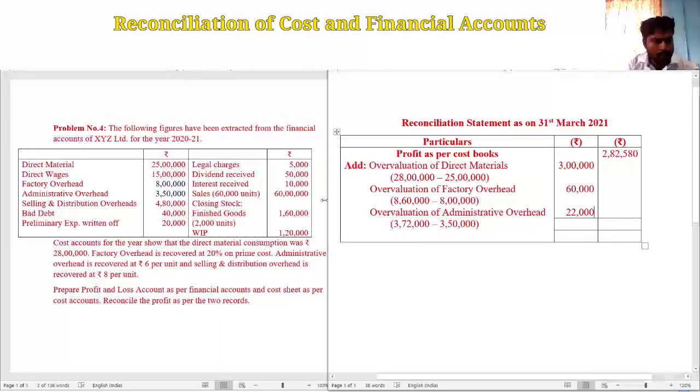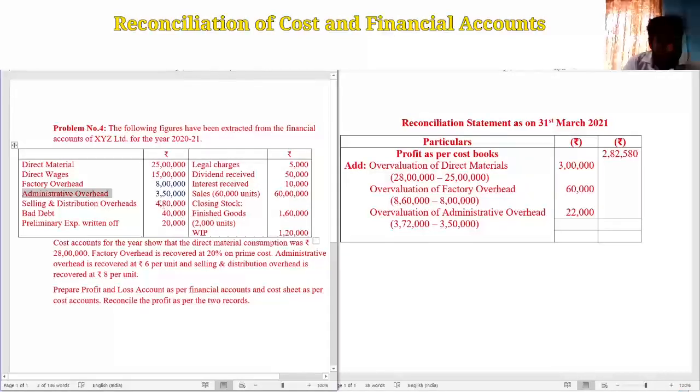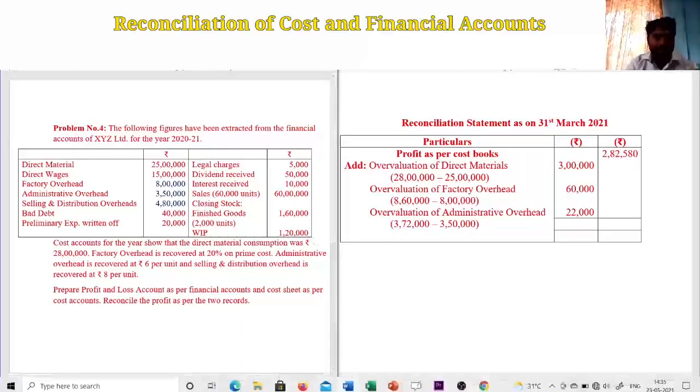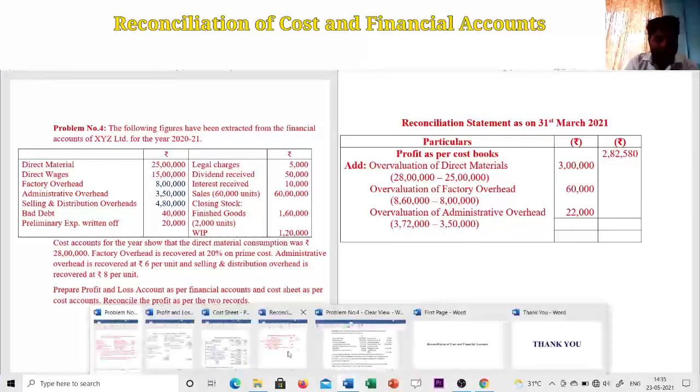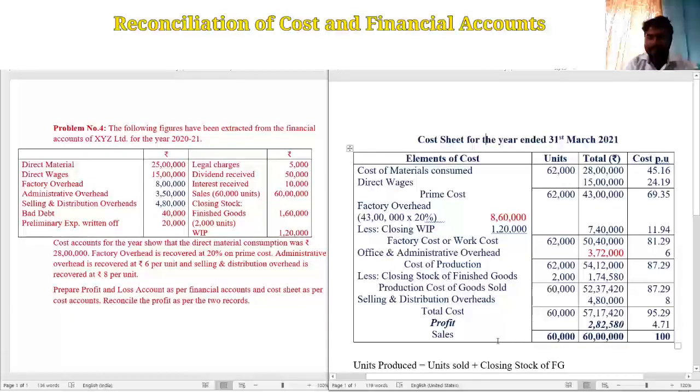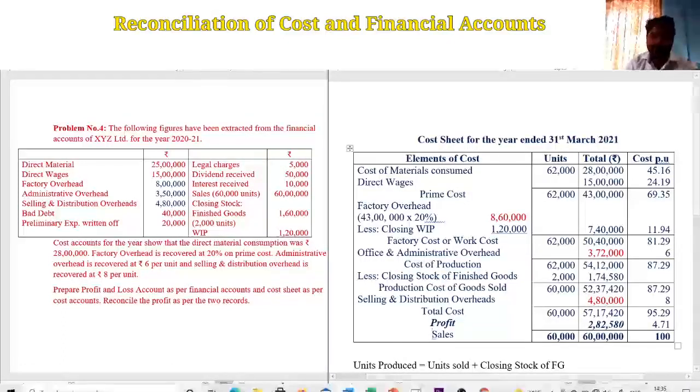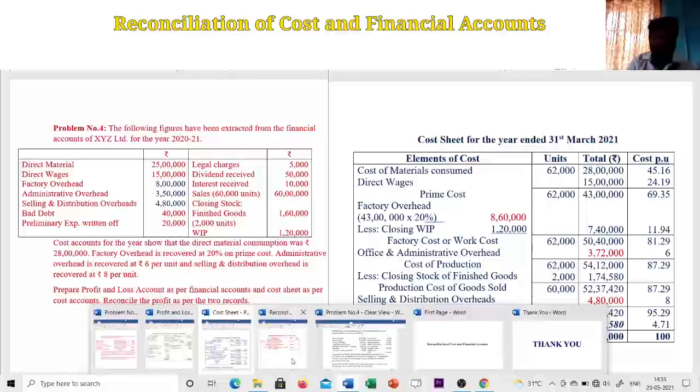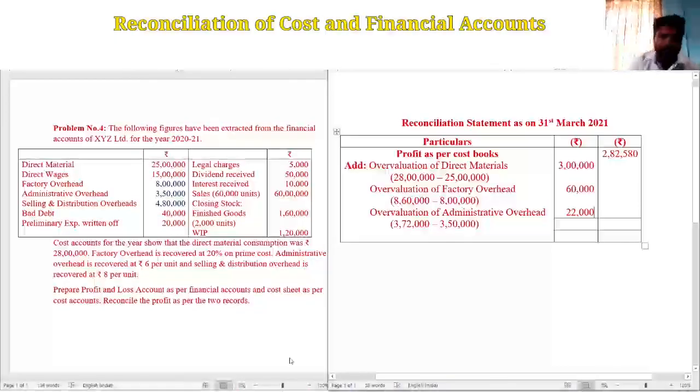Selling and distribution expenses in financial books, it is recorded as 4 lakh 80 thousand. What about costing books? Even in costing books, it is recorded as 4 lakh 80, as cost per unit is 60,000 into 8, that is equal to 4 lakh 80 thousand. That means there is no difference. It is recorded correctly. So nothing to do with selling and distribution overheads.